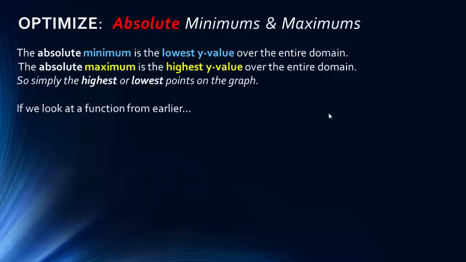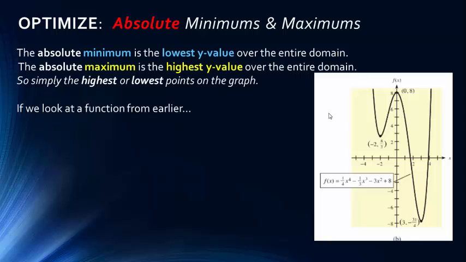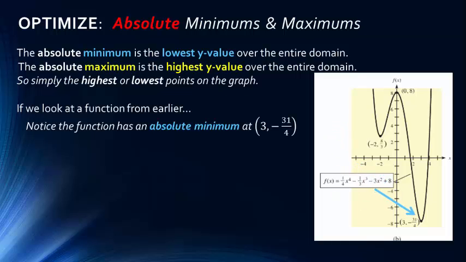So be careful here, because one of the things that is important here is that since I'm defining the domain, we have to look at the endpoints as well. So here I'm going to go through this example and you'll see what I mean. Okay? So notice this function, if we look at the entire domain, it has an absolute minimum. The lowest point on the graph, the lowest y value occurs down here at 3, negative 31, 4. Okay? This point is the absolute minimum. We would actually say the absolute minimum is negative.